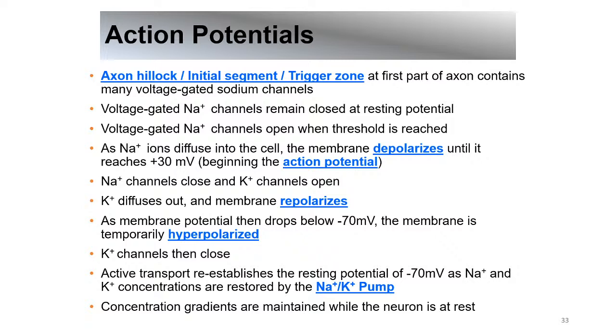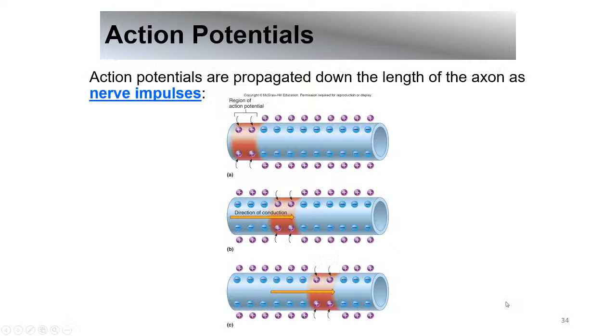It maintains the negativity of the cell. I'm sorry, it is getting very late. I'm going to try and make it through this before we call it quits for the night. But all right, so this maintains the concentration gradient. We also have leak channels, just as we did in the muscle, which is going to maintain the resting potential.